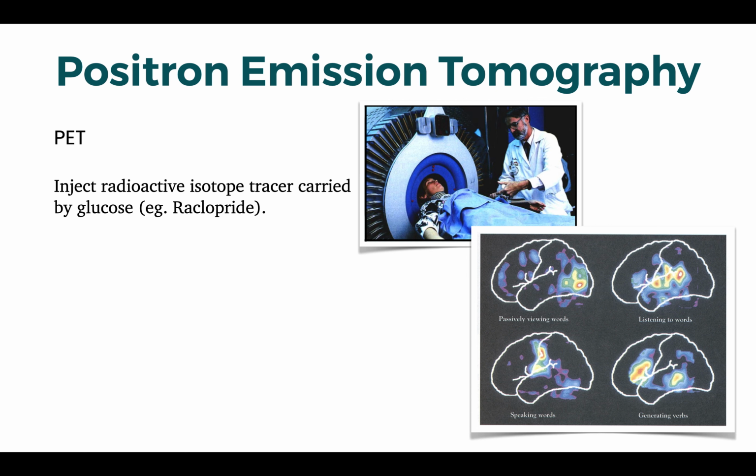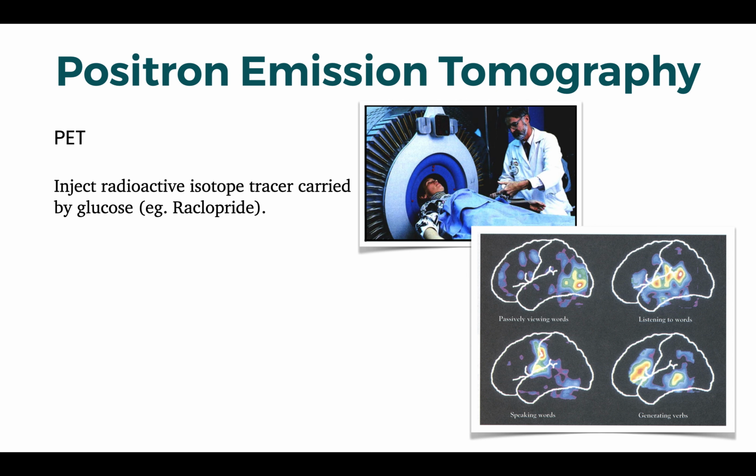So we're going to use raclopride as an example. Raclopride is a synthetic compound that binds to dopamine receptors. So it doesn't necessarily mimic dopamine, but it binds to those receptors. When dopamine is around, those receptors are full. So raclopride won't be able to bind to those receptors.